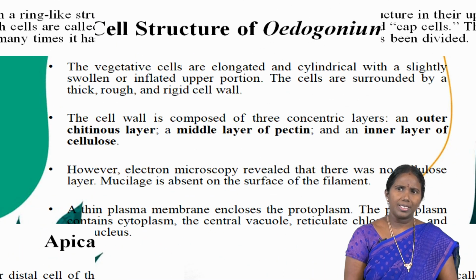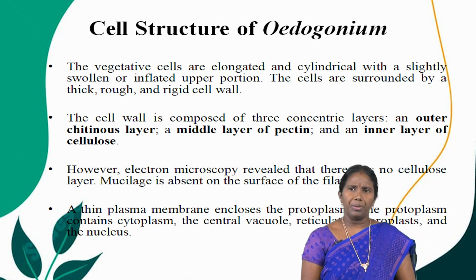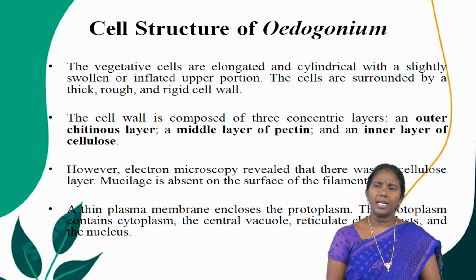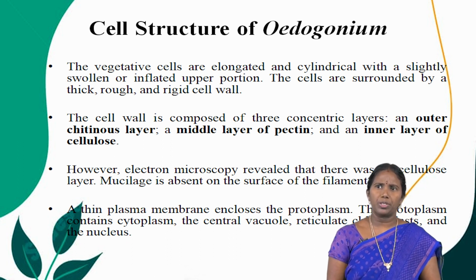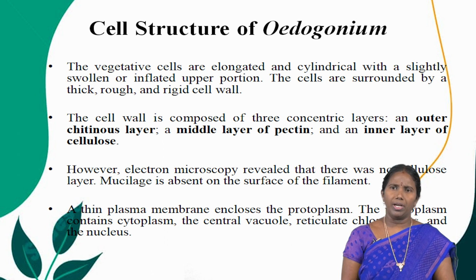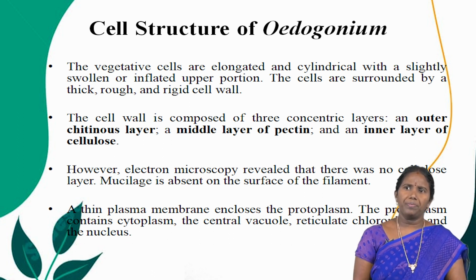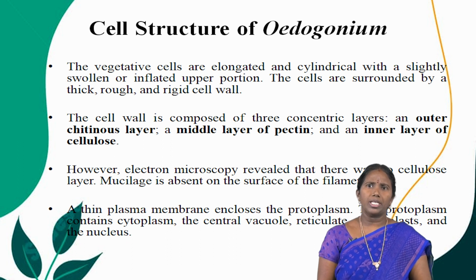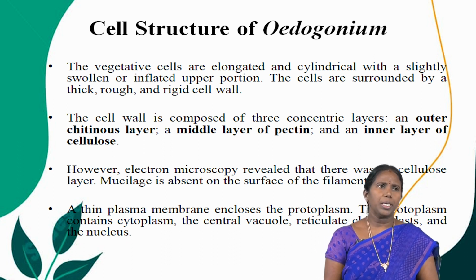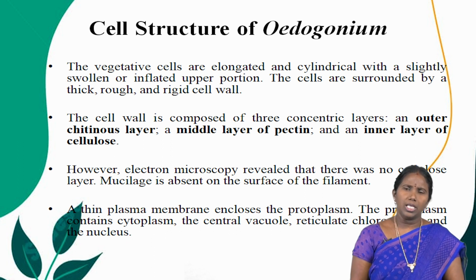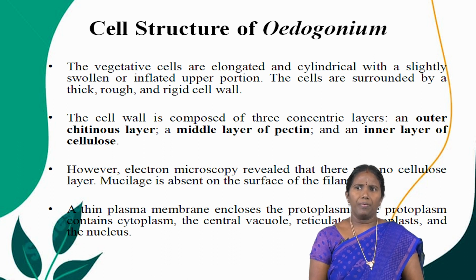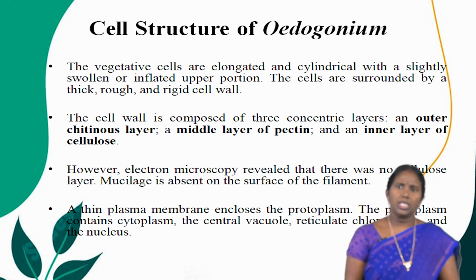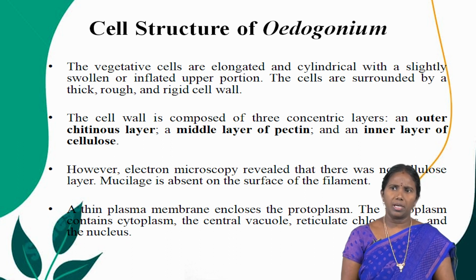The cell structure of Oedogonium. The vegetative cells are elongated and cylindrical with a slightly swollen or inflated upper portion. The cells are surrounded by a thick, rough and rigid cell wall. The cell wall is composed of three concentric layers: the outer chitinous layer, the middle pectin layer and the inner cellulose layer. However, electron microscopy revealed that there was no cellulose layer. Mucilage is absent on the surface of the filament.